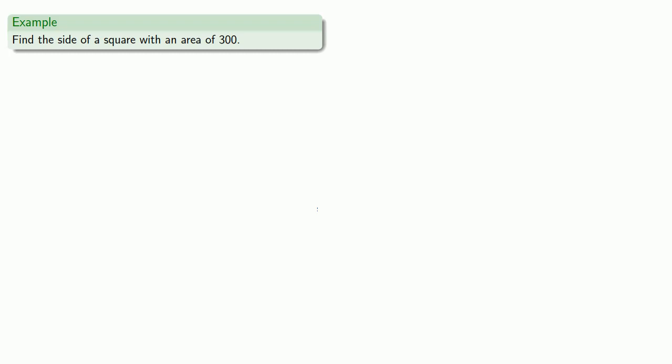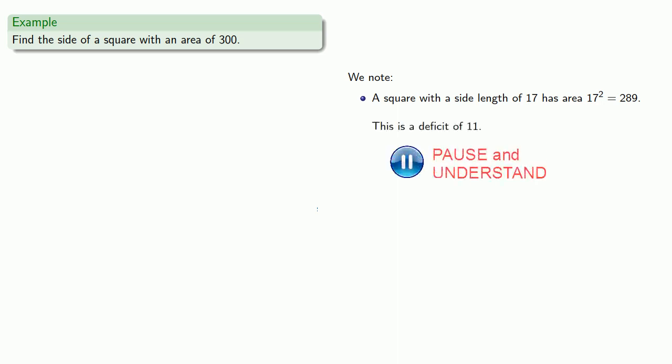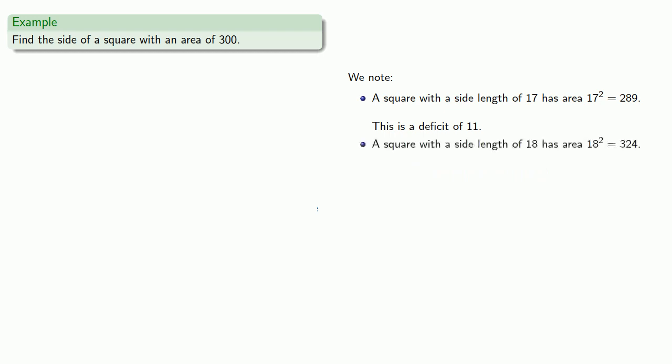Now, since we know that 16 is a little bit short, we might go to a square with a side length of 17. So a square with a side length of 17 has area 17 squared, 289. That's a deficit of 11. If we go up to the next larger square, a square with a side length of 18 has area 18 squared, 324, and that's an excess of 24.